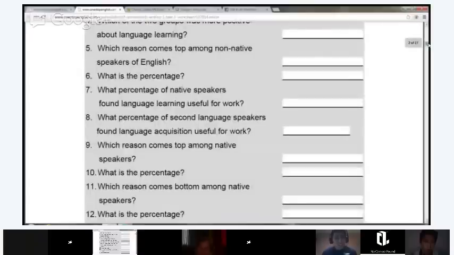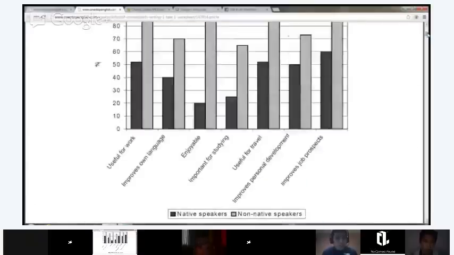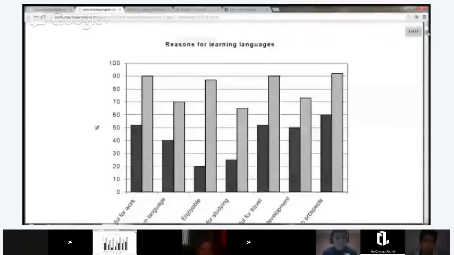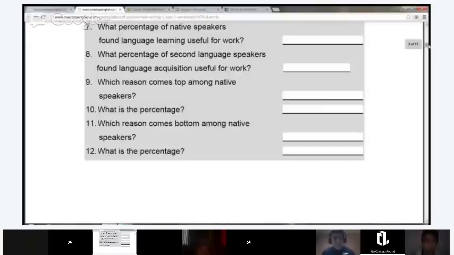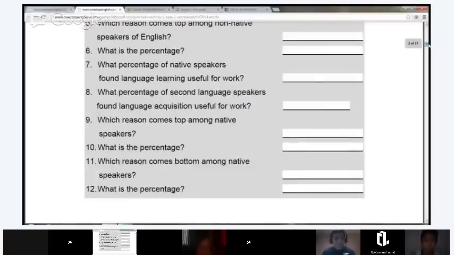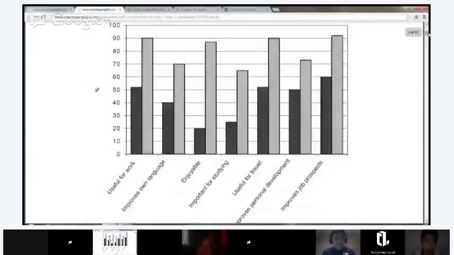Which reason comes top among native speakers? Improve job prospects. And what's the percentage? 60%. Which reason comes bottom among native speakers? Enjoyable. And what's the percentage? 20%. Yeah. Good.